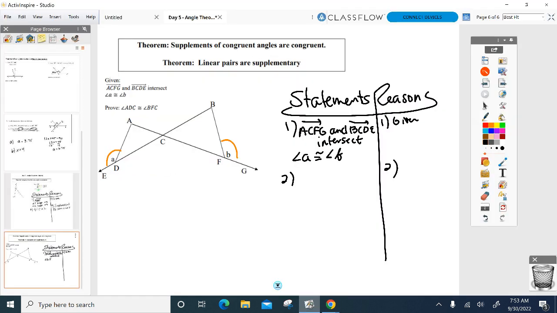3. What do I know about those two? So they're also supplementary. So did everyone see? These two supplementary, these two supplementary. All right, ready? Here we go. These two angles, ADC and BFC, are they supplementary to the same exact angle?